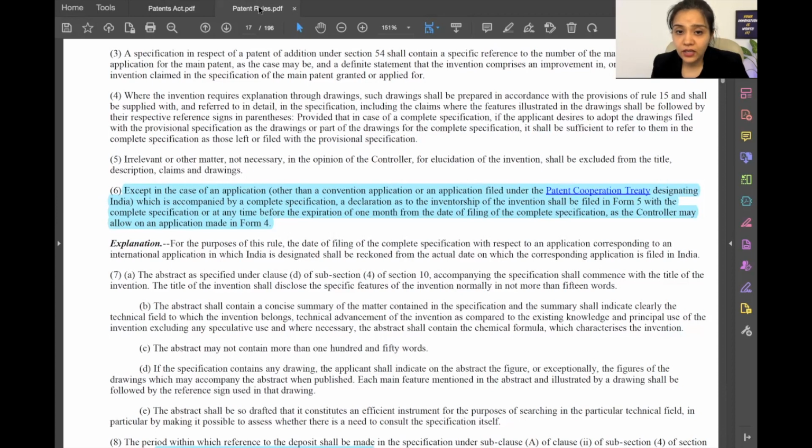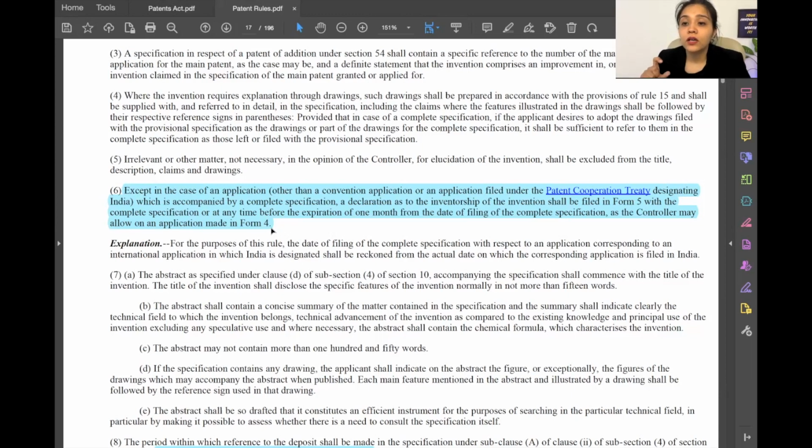So let's read that rule as well. Whenever we have a complete specification, a declaration as to inventorship of the invention shall be filed in form 5 with the complete specification, or at any time before expiry of 1 month from date of filing of the complete specification, as the controller may allow on application made in form 4.